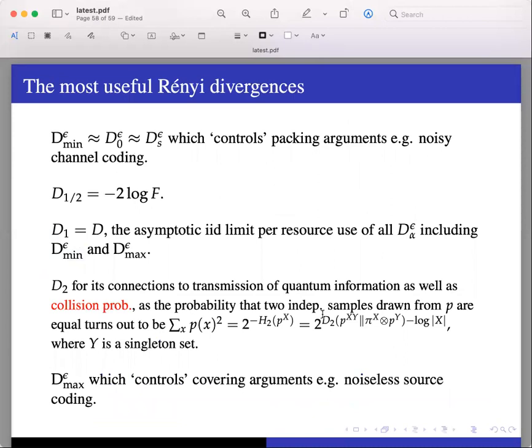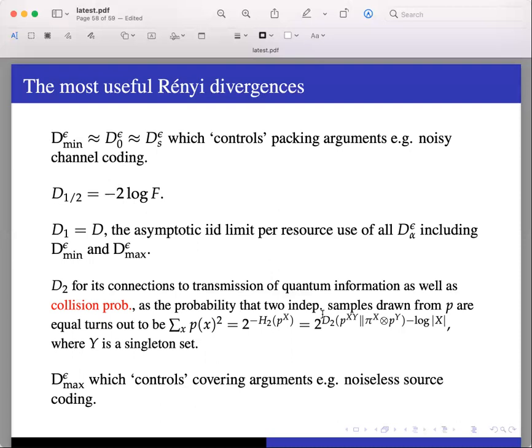So we've spent a lot of time studying Renyi divergences to get a nice picture of the two most important quantities, d epsilon min and d epsilon max. One could have defined them separately and proved properties about them, but I thought this would give a better idea of how they relate to each other, and the fact that there are things which continuously interpolate between them.